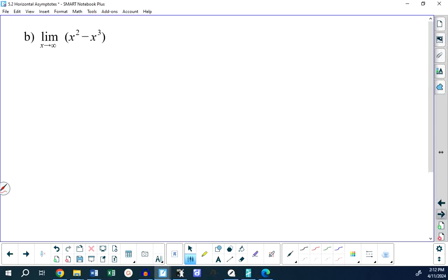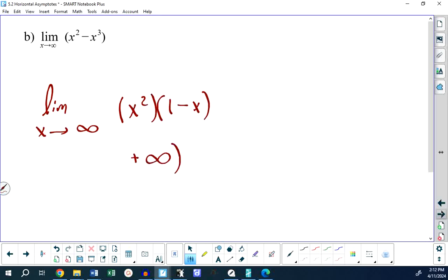If, on the other hand, I said, what is the limit of the function x squared minus x cubed as x approaches positive infinity, I would take the x squared out and be left with 1 minus x. And I would say that this is going to be equal to positive infinity multiplied by negative infinity, because 1 minus the positive infinity that x is approaching will be negative infinity. It seems peculiar to be talking about using rules of plus and minus with infinitely large numbers, but it works. And that means that this limit is equal to negative infinity.